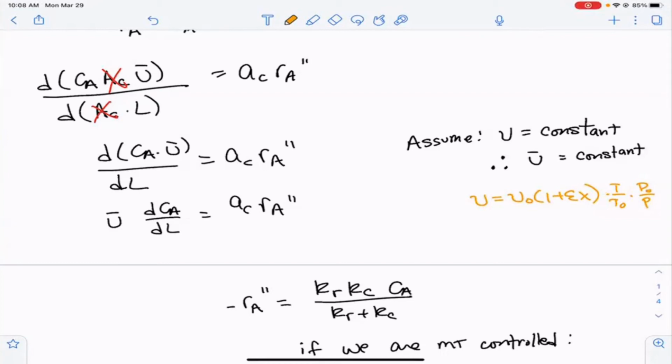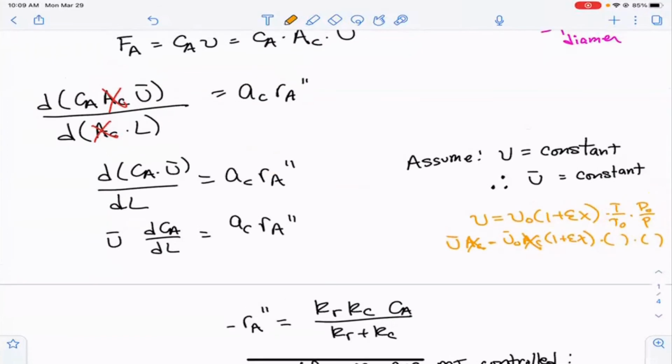So if you were to do that, this would be the linear velocity times AC equal to the initial linear velocity times AC times (1 plus epsilon x) times that stuff. And this is how you would end up implementing it here. Actually, the ACs still go away, and so then this thing would become equal to here. I mean, we can just do it.